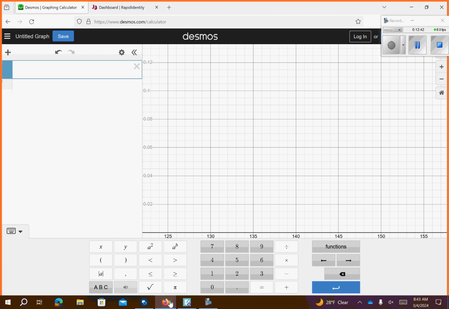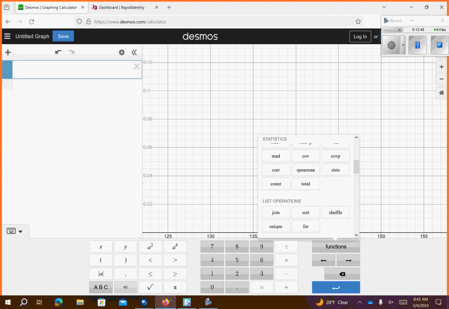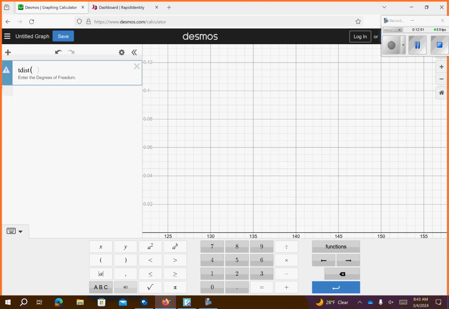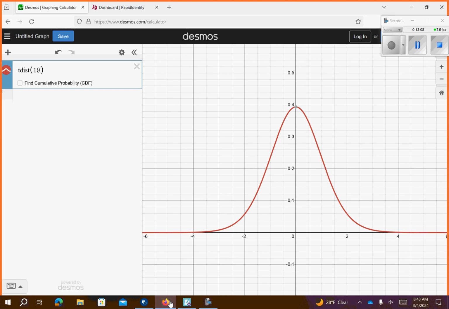All right, so I need to go to functions, come down. Look at the T distribution. When it says enter the degrees of freedom, if we have a sample of 20, what's my degrees of freedom? 19. It's one less than our sample. All right, so there's your T distribution. Looks very much like a normal distribution.